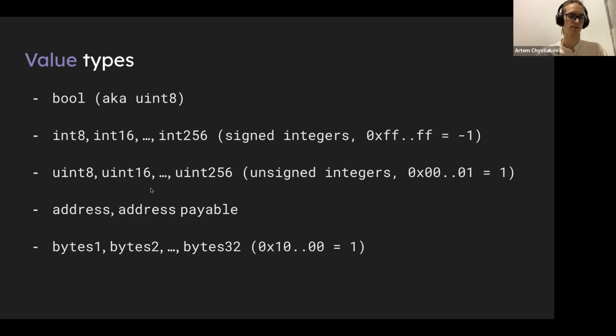Yeah, so just like that. Also, there are special types called address and address payable. These are the representation of contract addresses and external account addresses. The difference between those two is that you can't send Ether to the address with the type address. So you will have to cast this address to the payable one in order to send Ether.